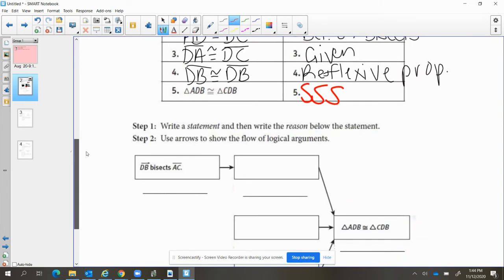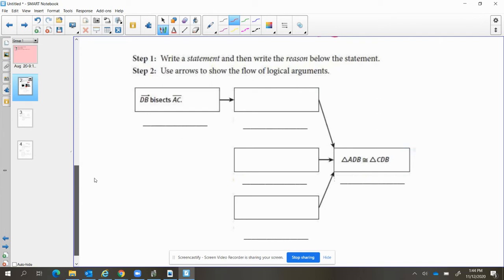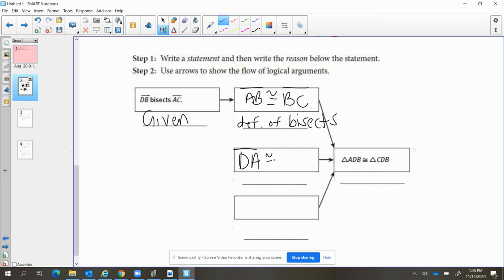Now, we can also write this as a flowchart proof, which is what the lesson here is all about. With our flowchart proofs, we can organize this the same way, where this first piece was given to us. And then from there, we decided that AB is congruent to BC based on the definition of bisects. And then we also wrote down the next piece of given information. And finally, we used the reflexive property. So we see here then that flows into our proof statement that we said was possible by side, side, side. So your statements go inside the box and the reason goes below it.